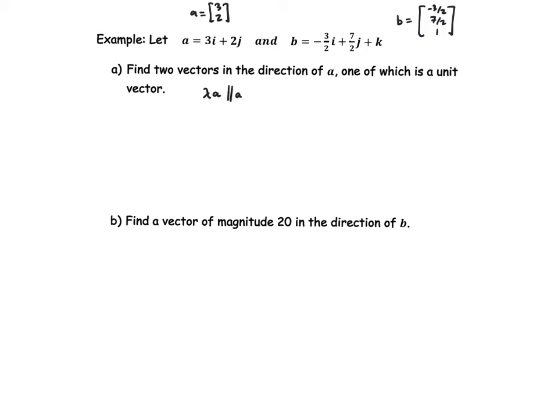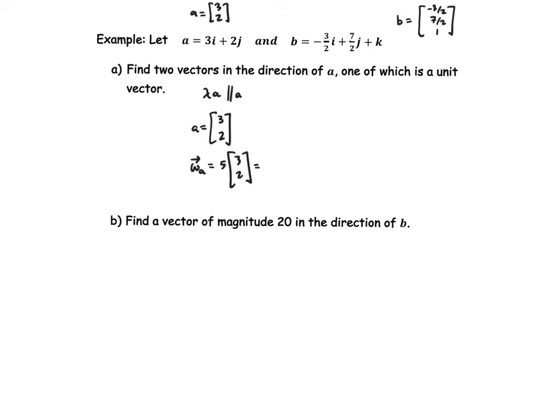Now, if lambda is less than 0, it's headed in the wrong direction. So we want this to have the same sign in the coefficients as A. So if A equals (3, 2), a vector in the direction of A, let's call it w of A, could be, let's say, 5 times (3, 2).